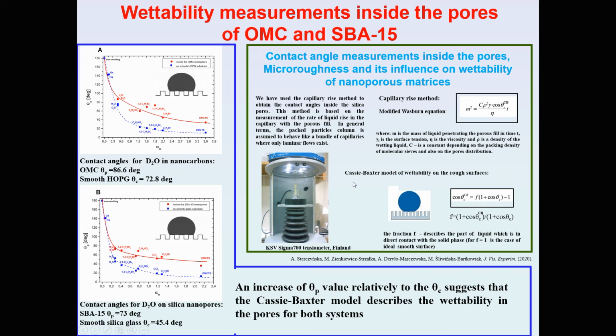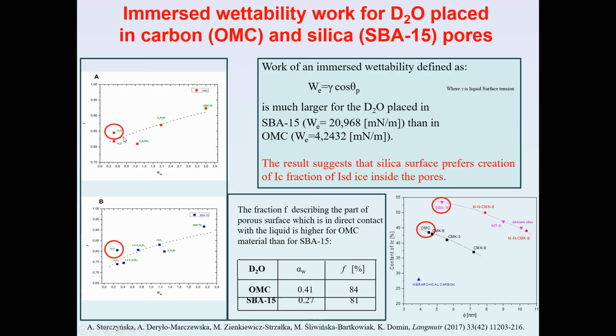So we can understand that the wetting process is described by the Cassie-Baxter model, where the contact angle inside the pores is higher than the contact angle on flat surfaces, because not all of the liquid drop has contact with the solid surface. On the basis of the Cassie-Baxter model, we can now calculate the fraction of liquid which has contact with the solid matrices, and we find that this fraction is higher for OMC than for SBA15.